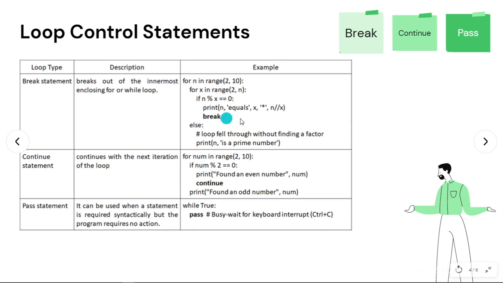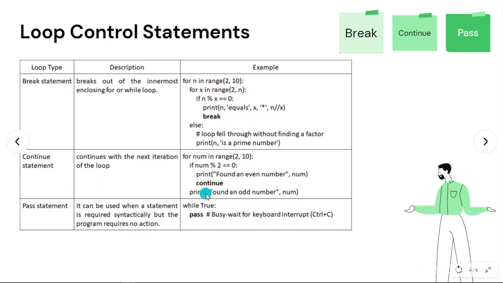It's not necessary to keep the break statement within a nested loop only, you can also put the break statement in a for and while loop as well. So once a break statement is executed, it automatically closes that particular loop and goes on to execute the next statement after the loop. We also have the continue statement.